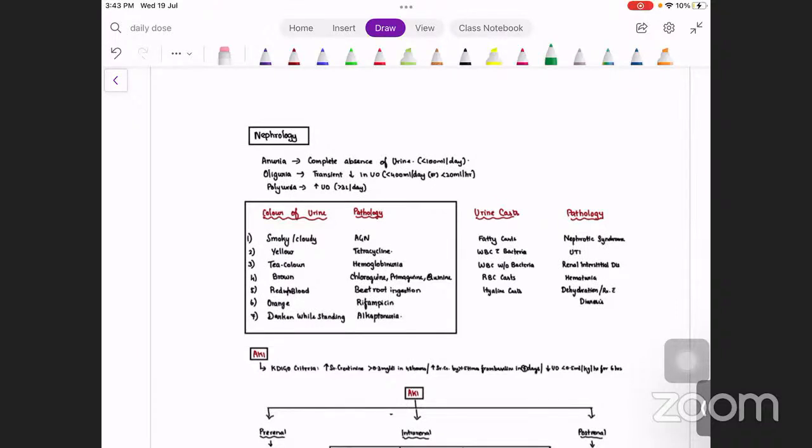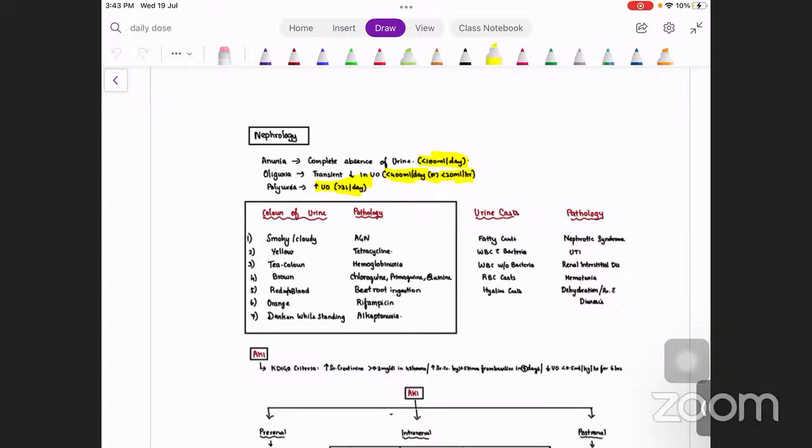Anuria means complete absence of urine, that is less than 100 ml per day. Oliguria, less than 400 ml per day or less than 20 ml per hour. Polyuria, more urine output, more than 3 liters. So what does more than 3 liters indicate? Polyuria. Less than 400 ml, oliguria. Less than 100 ml, it is anuria.